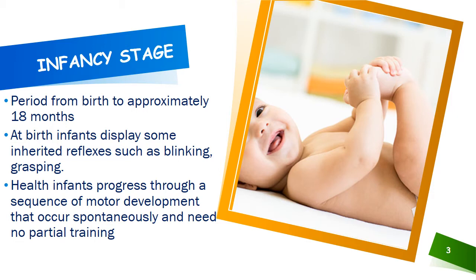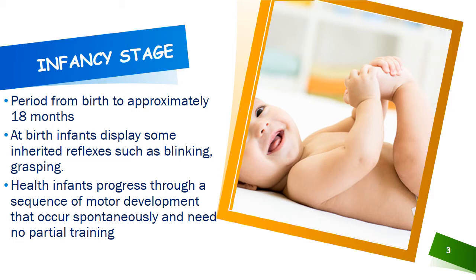At birth, infants display some inherited reflexes, okay? Reflexes such as blinking, grasping, crying, moving of the limbs. These are things which a child can never be taught, but are inherited, so they're able to do these things even without being taught how. So they're able to perform some reflexive actions.